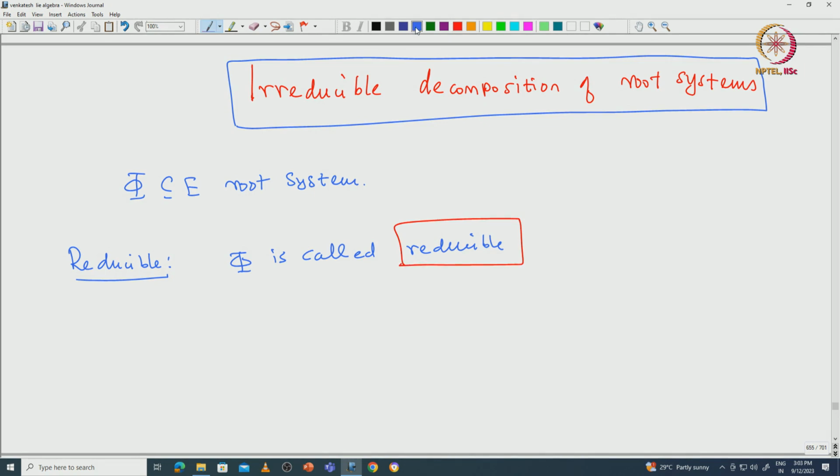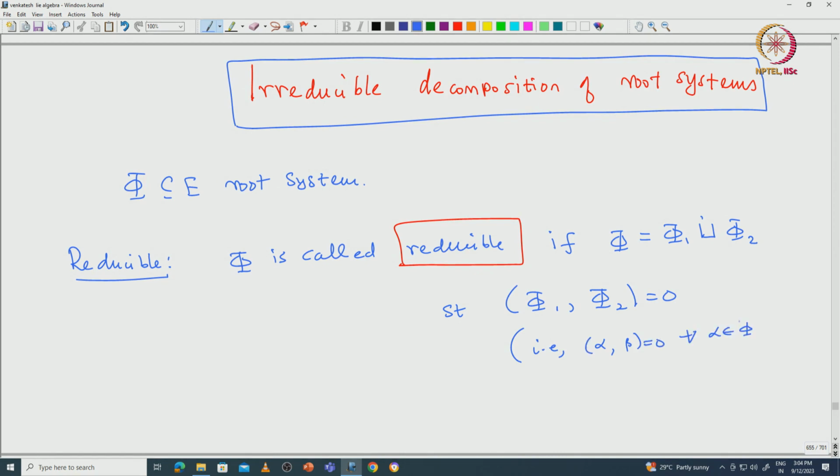if phi can be written as a disjoint union of phi 1 and phi 2 such that all the elements from phi 1 will be orthogonal to elements of phi 2. So, that means the inner product of phi 1 and phi 2 is 0. Symbolically, this means the inner product of alpha and beta is 0 for all alpha in phi 1 and beta in phi 2.